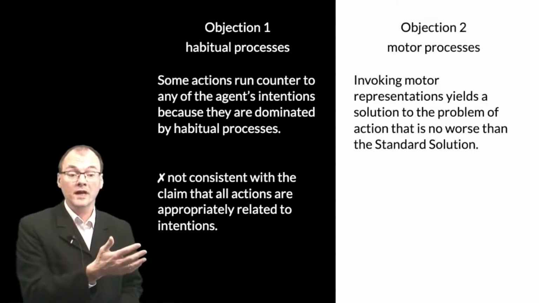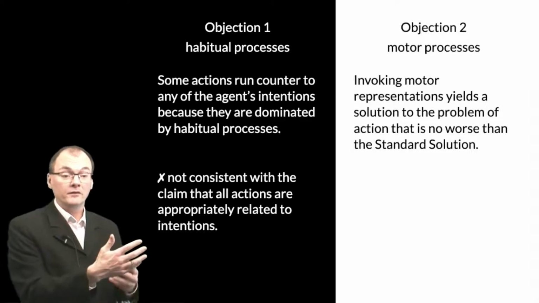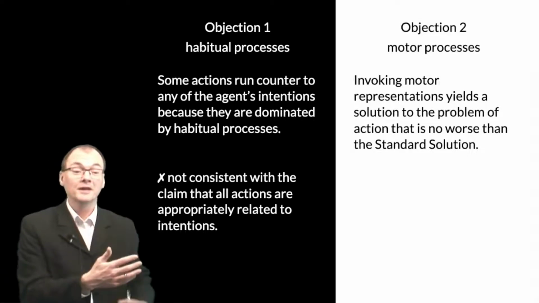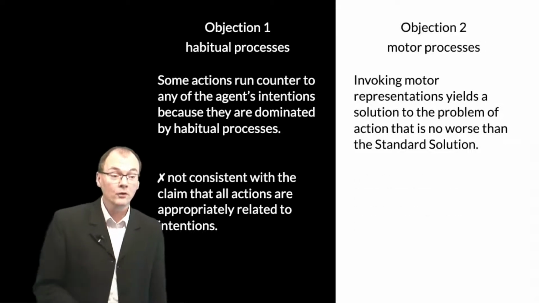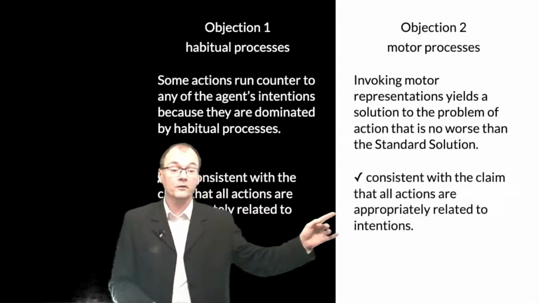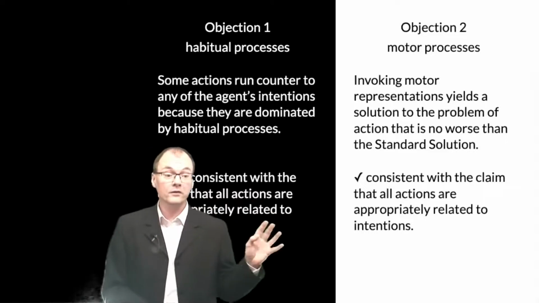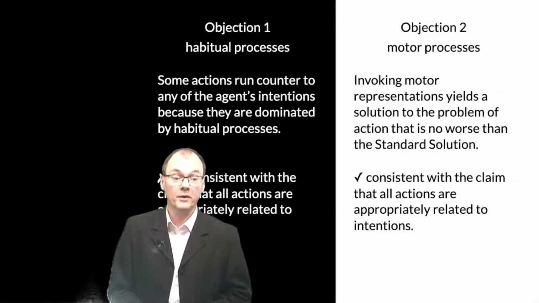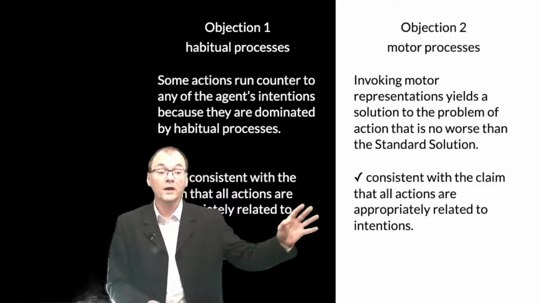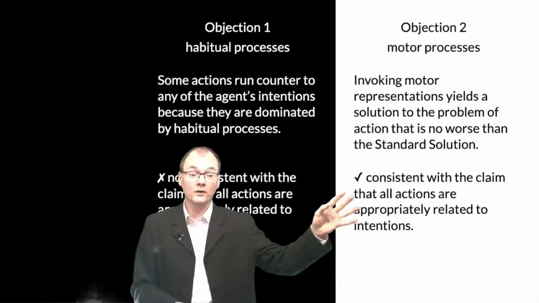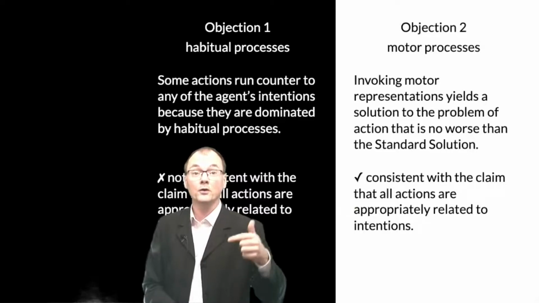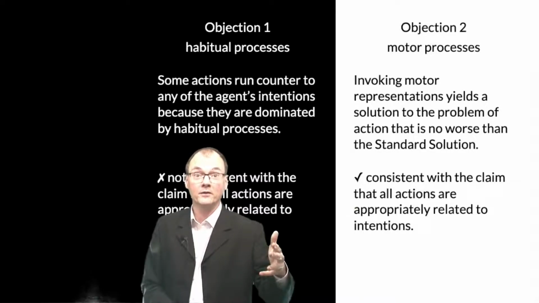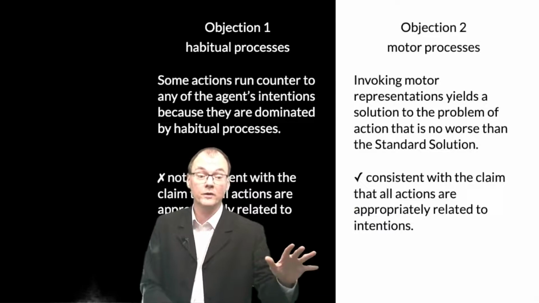If the first objection succeeds, then there are actions which are not appropriately related to an agent's intentions. Either the agent doesn't have intentions, or they do have intentions, but the action runs counter to all of those intentions. By contrast, the second objection that we're considering is consistent with the claim that all actions are appropriately related to intentions. So as far as this second objection goes, we are not denying that where you have an action, you have an event which is appropriately related to an intention. That's absolutely consistent with this objection.